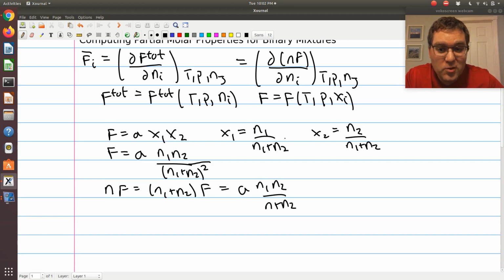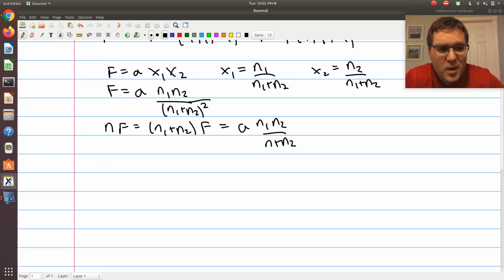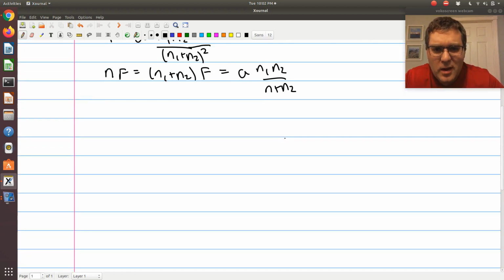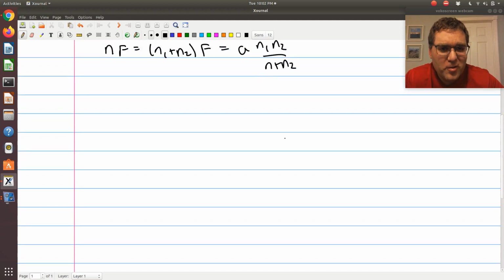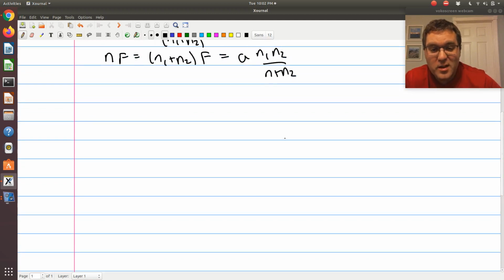So you can do it. It's straightforward. It's just a little cumbersome. And if you had an excess Gibbs free energy model, you do it once and you have it forever. It's just, in general, a little more tedious. So what we want to work out for the case of binary mixtures are some simplified equations that involve mole fractions. So how are we going to do it?